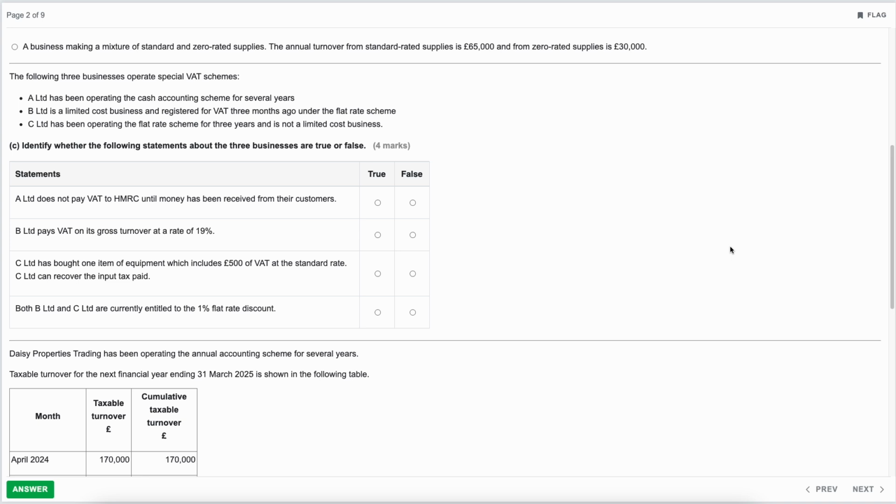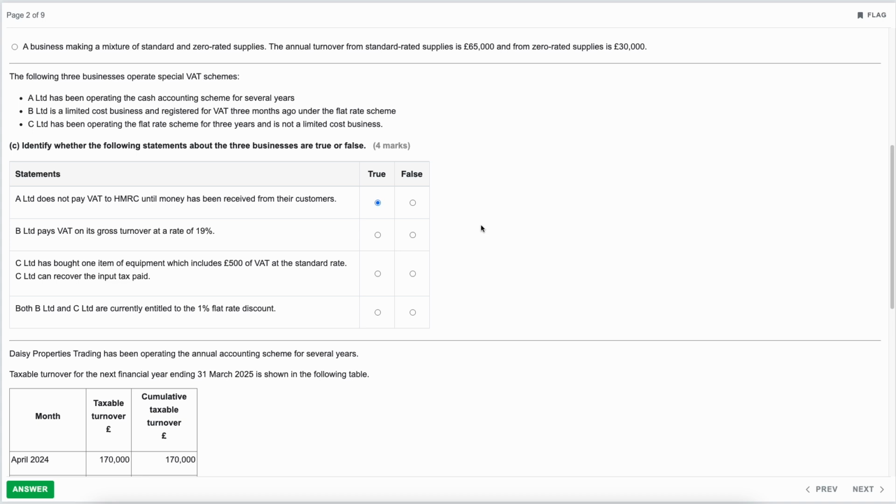Right then, let's have a look at each of these statements and determine whether they are true or false. So A Limited does not pay VAT to HMRC until money has been received from their customers. Now it states for A Limited that they are operating the cash accounting scheme and therefore they would not pay across VAT or claim back VAT until it was either paid by themselves or it had been received from customers. So in this statement, it says that they would not pay VAT until the money has been received. That would therefore be true.